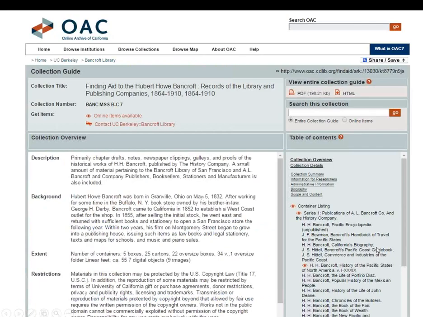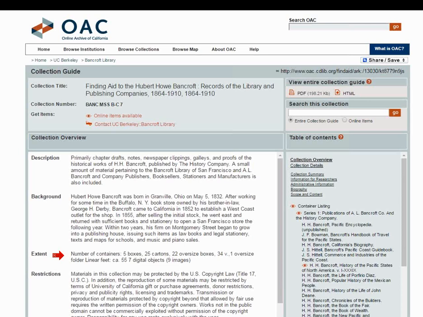So if we dive a little bit further into what this collection looks like, if we look at the finding aid that's included at the University of California, Berkeley, we can see here that the collection includes chapter notes and chapter drafts, newspaper clippings, general notes. It's a huge collection. This is 5 boxes, 25 containers, 22 oversized boxes. It covers about 55 linear feet. Looks like that's a sizable collection.